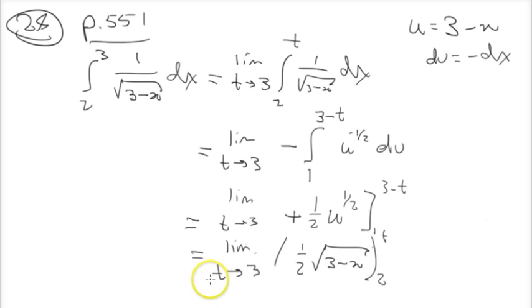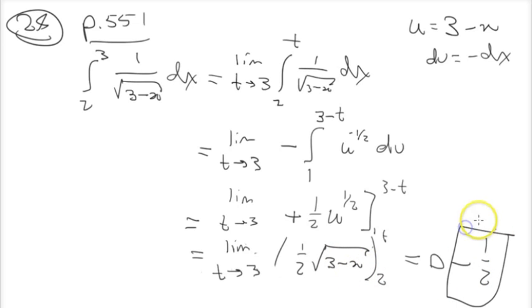And so we'll get the limit as t approaches 3 of a half times root 3 minus x between t and 2. And so we plug the t in here, and then we put a 3 in for the t, and we're going to get a 0. So we get a 0 minus 1/2 times 3 minus 2, that's root 1. So that's minus a half. So this integral converges at negative a half, so it converges. And that is how you solve that integral.